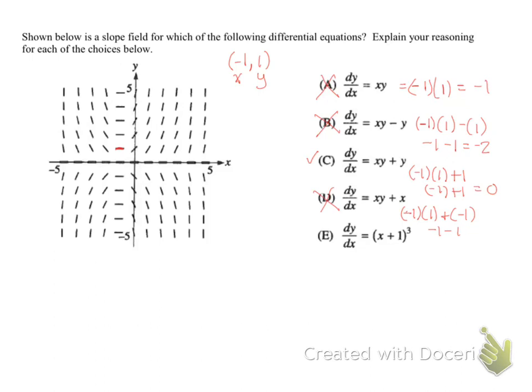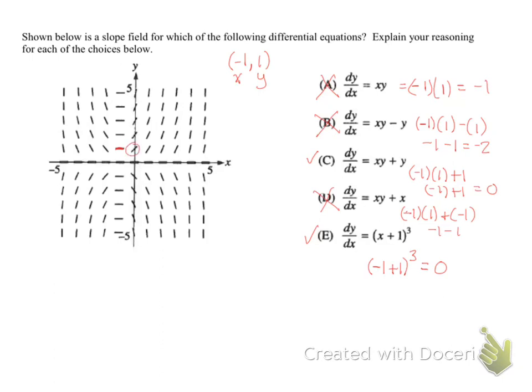And let's look at E. So we have negative 1 plus 1 cubed. Well, that's 0 as well. So either of those would do it. Okay? Now, which one is it? Let's find another test point to see which one really works. Okay? So I don't want to do a (0, 1) again where the slope is 0. I want to try something a little bit different.